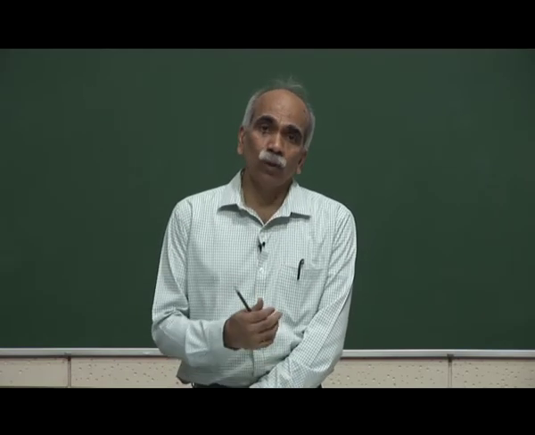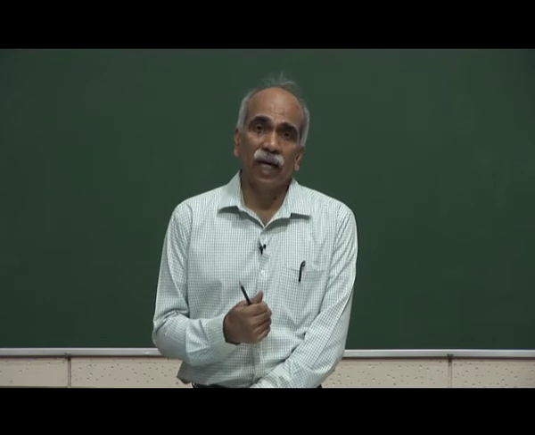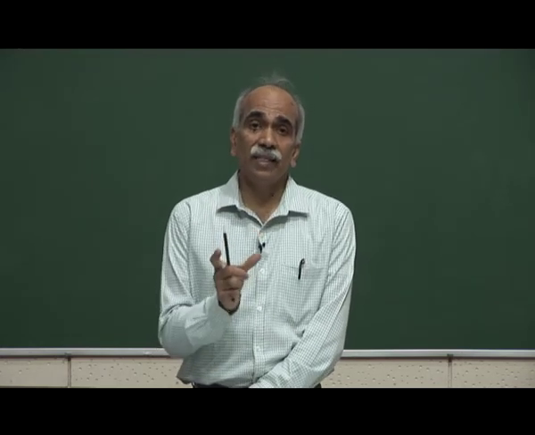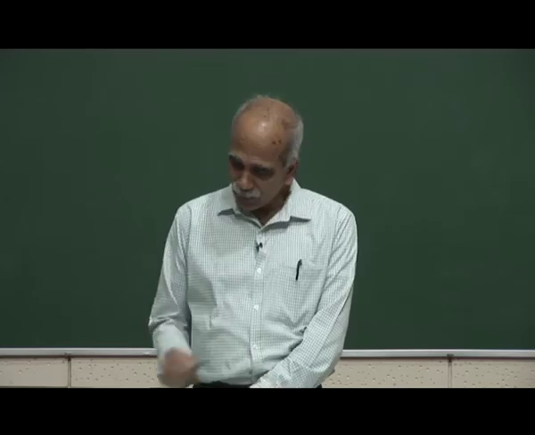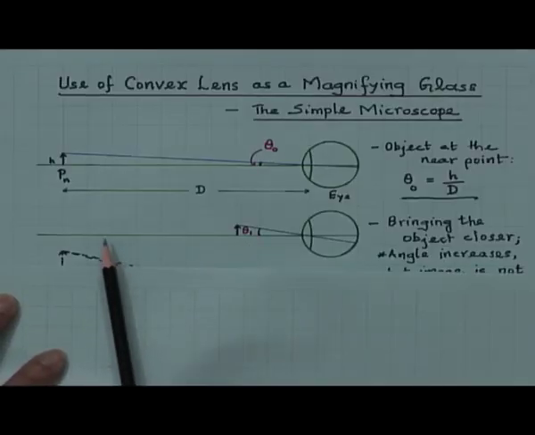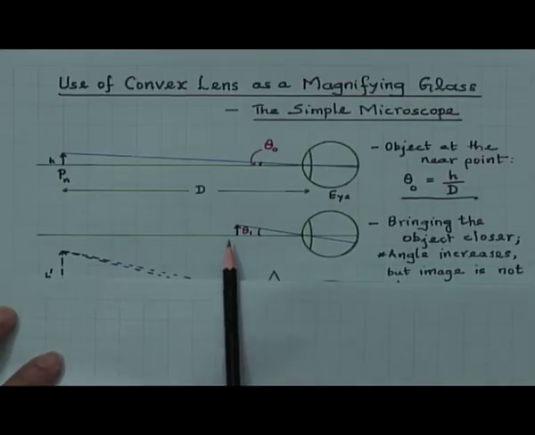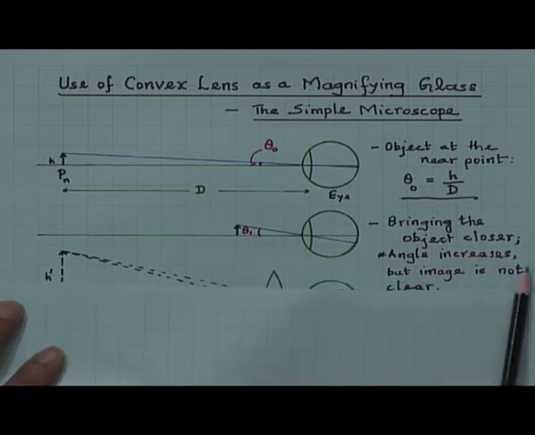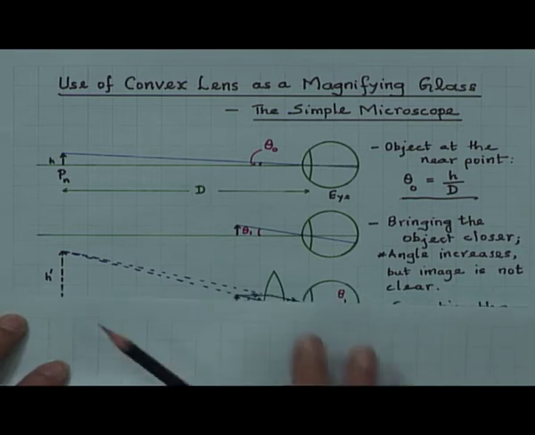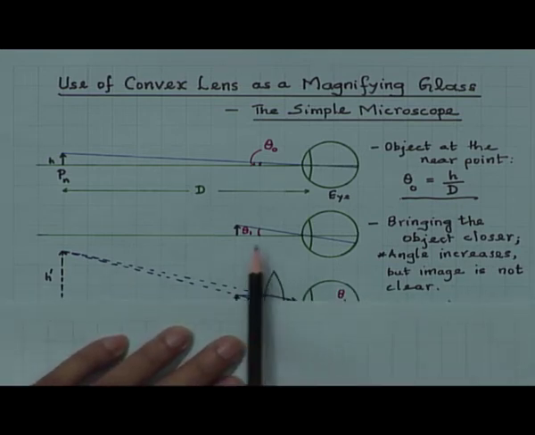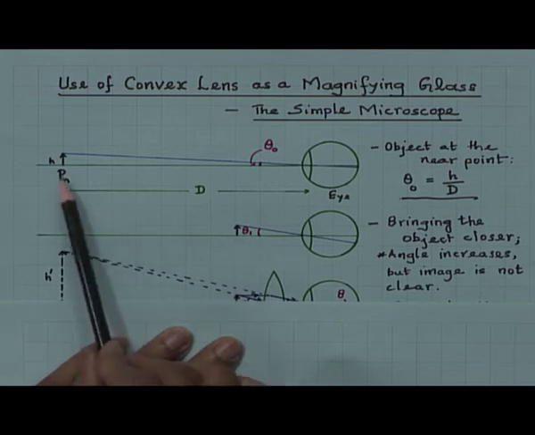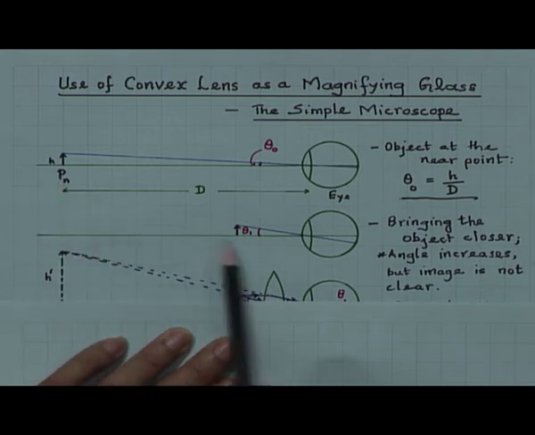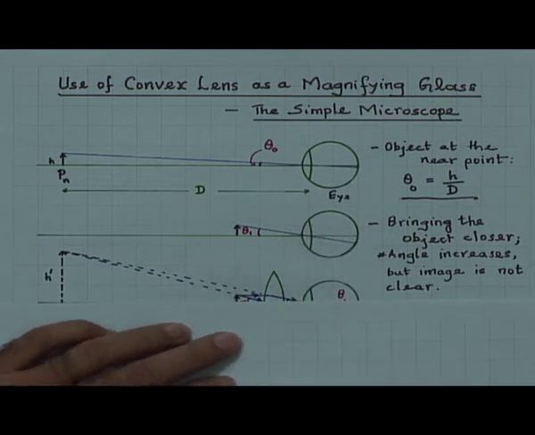If we bring the object closer, it will subtend a larger angle because the distance becomes smaller. So, that is what is shown here, that if we bring the object closer, then the angle becomes larger. Bringing the object closer, the angle increases, but the image is not clear. The image is not clear because we are below the near point. The near point is here, and we have brought this closer, below the near point, and the eye is not able to focus it, and therefore, the image is not clear.